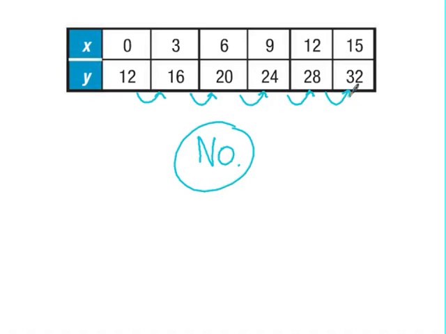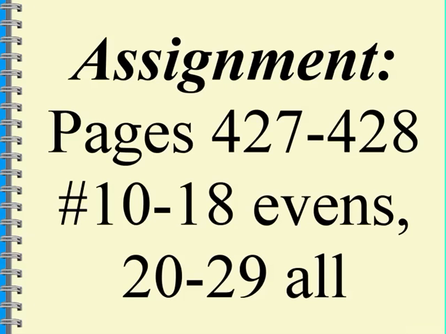All right, let's turn to page 427 in your book. Let's talk about your assignment. On pages 427 and 428, 10 through 18 evens. Those are just like the graphs. If you want graph paper, it's located in the top drawer. 20 through 29 all. So 20 is kind of a word problem. I think you can solve it. You should be fine. 21 through 24 is like the last ones we looked at. And then 27 through 29.